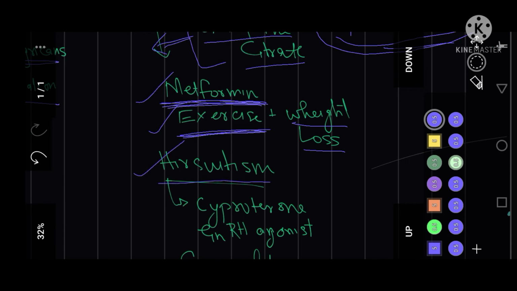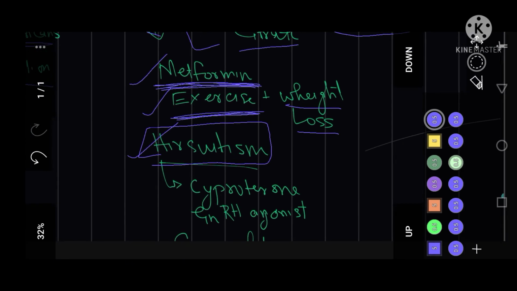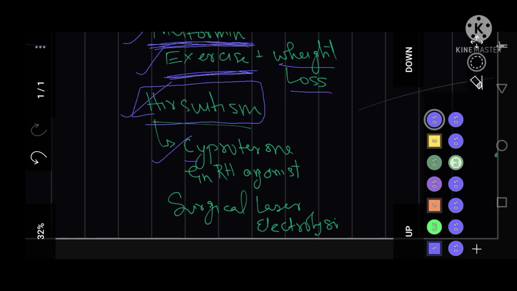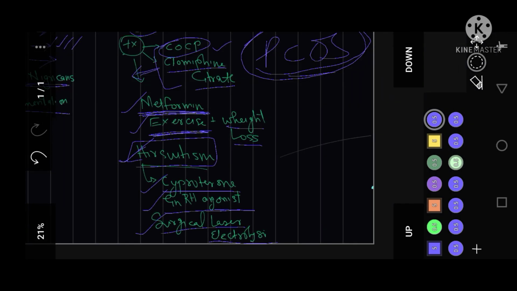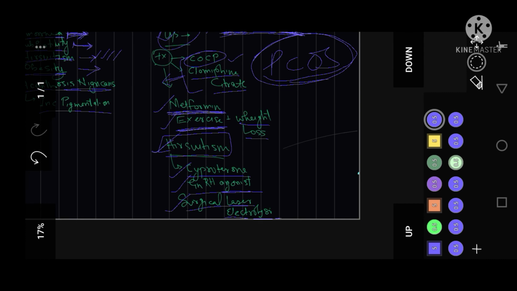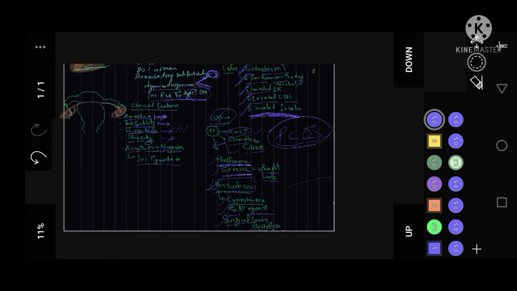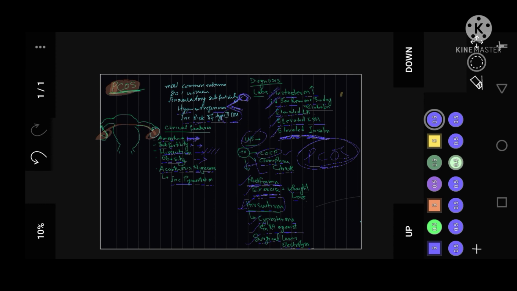In order to treat hirsutism, the patient should be advised cyproterone gel or GnRH, gonadotropin releasing hormone agonist, and surgical lasers and electrolysis should also be advised to remove excessive hair on the body. So in this way, a patient of polycystic ovarian syndrome is treated, and can be cured.